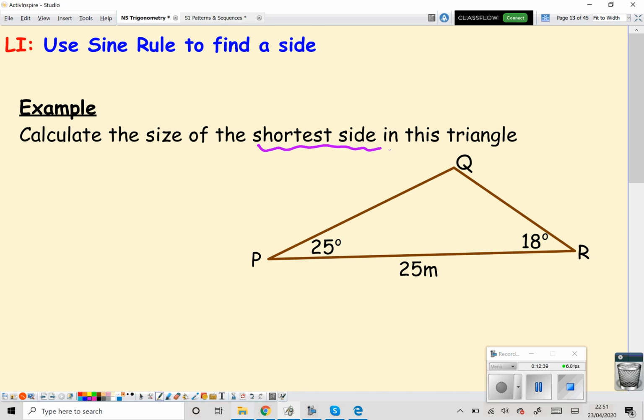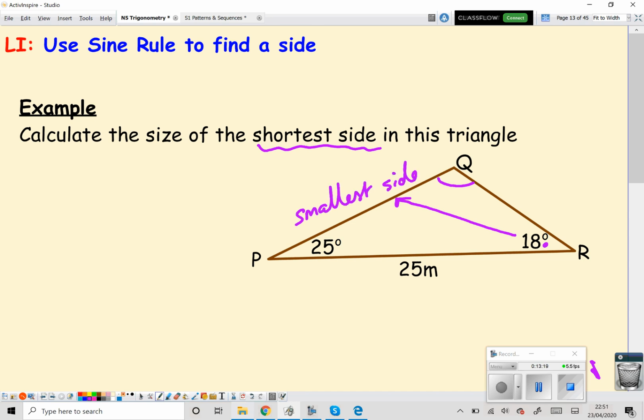All you need to do to identify the shortest side is know that the shortest side is the one that sits opposite the smallest angle. So opposite the smallest angle, well, the smallest angle here would be 18 degrees, right? Smaller than 25 degrees, and it's clearly going to be smaller than this obtuse angle up here. So we're pretty safe that 18 degrees is the smallest angle. And so therefore, the side opposite it is going to be the smallest side.